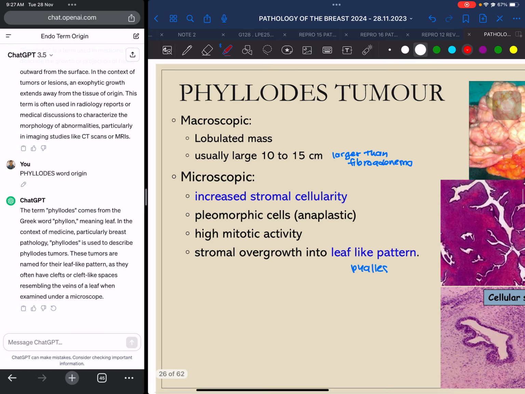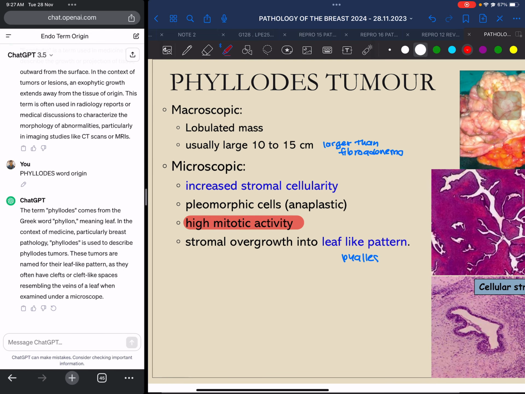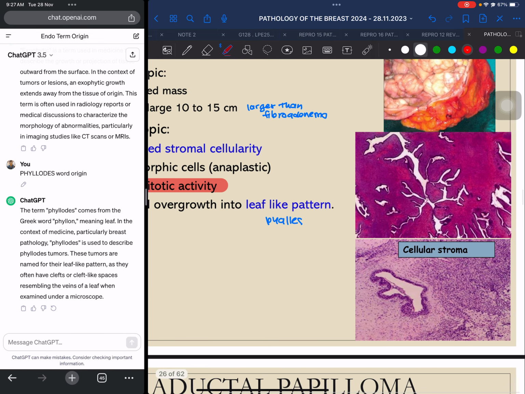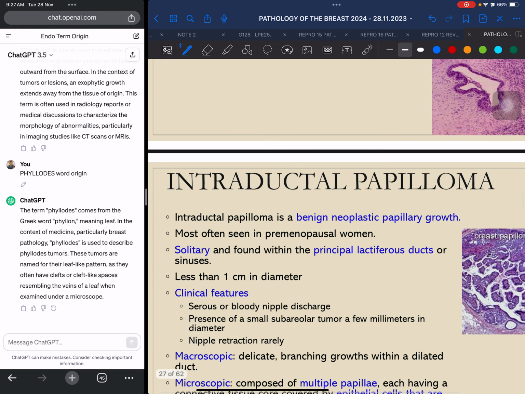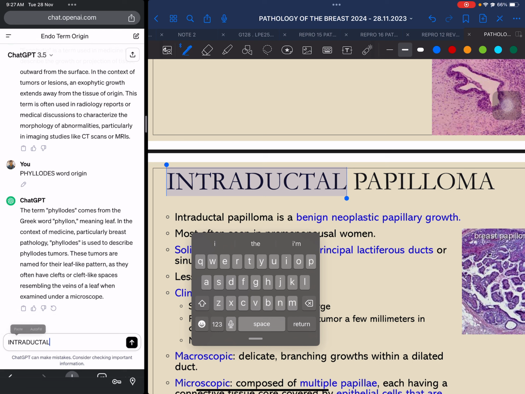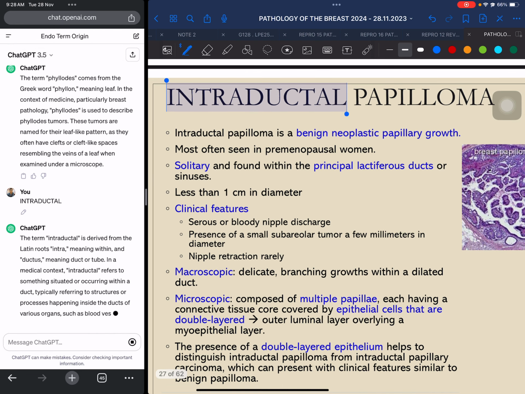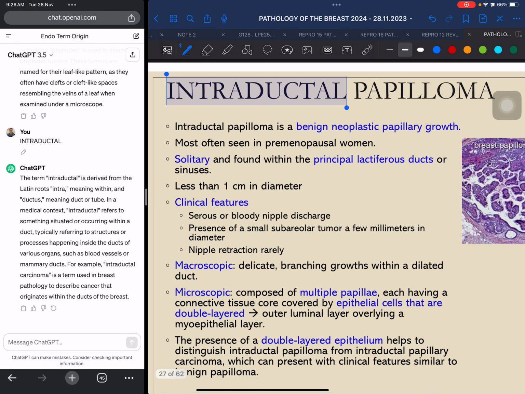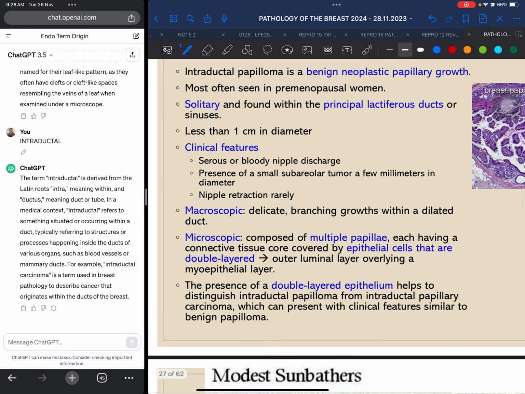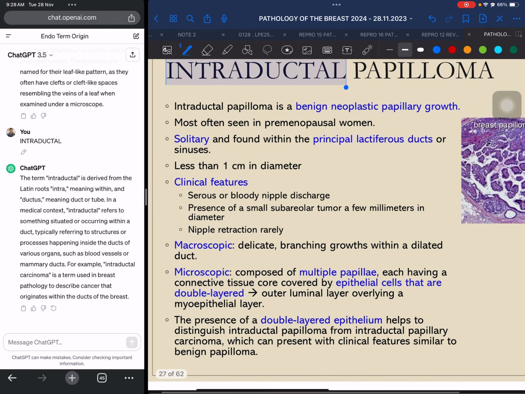The next benign neoplasm of the breast is an intraductal papilloma. They are mostly solitary and found within the lactiferous ducts or the sinuses, and are mostly less than 1 centimeter in size. Clinically, the patient may present with serous or bloody nipple discharge, and a small subareolar mass. They may also present with nipple retraction.